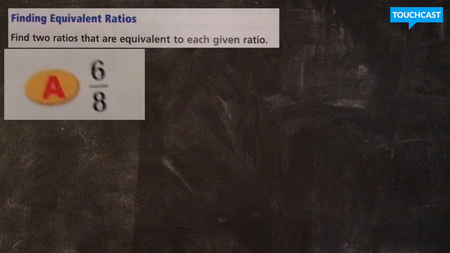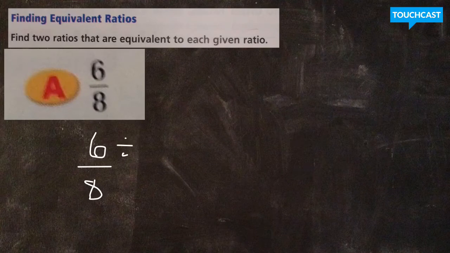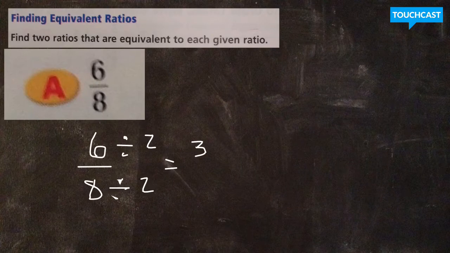So we have two different ratios. Right now we're just looking at A, which is 6/8. We need to find two ratios that are equivalent to 6/8. One way we can do that is by looking at 6 and 8 and asking ourselves, what number goes into both 6 and 8? Well, 2 does. So let's divide both the 6 and the 8 by 2. If we do that, one of our equivalent ratios will be 3/4.